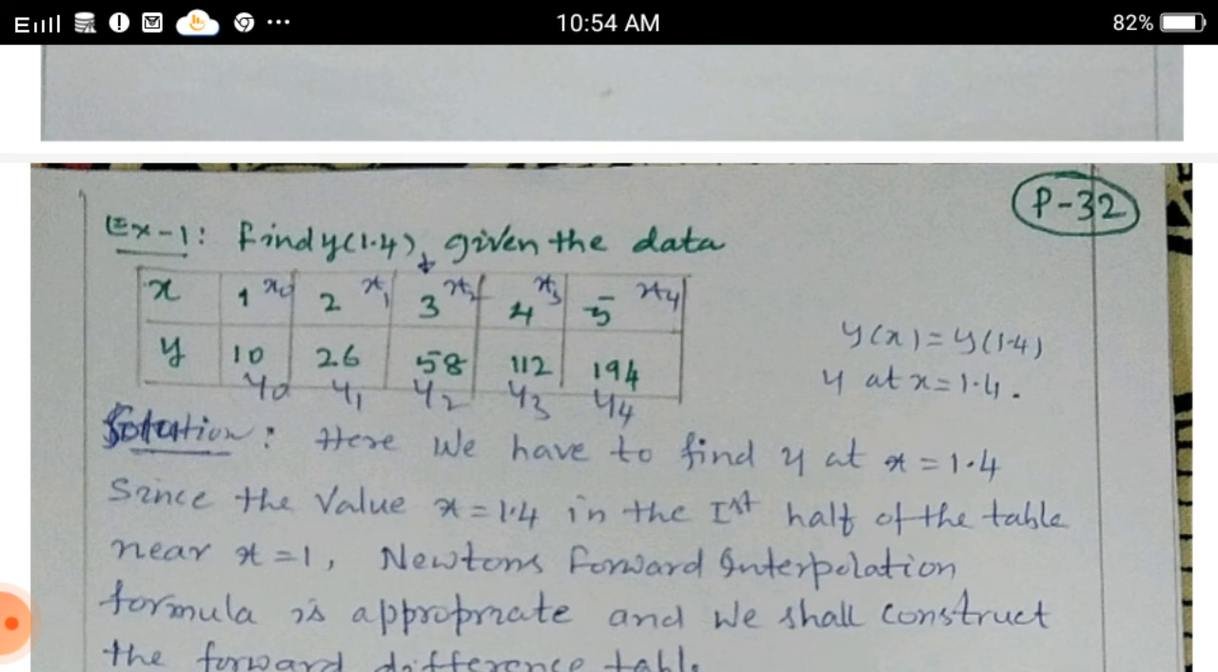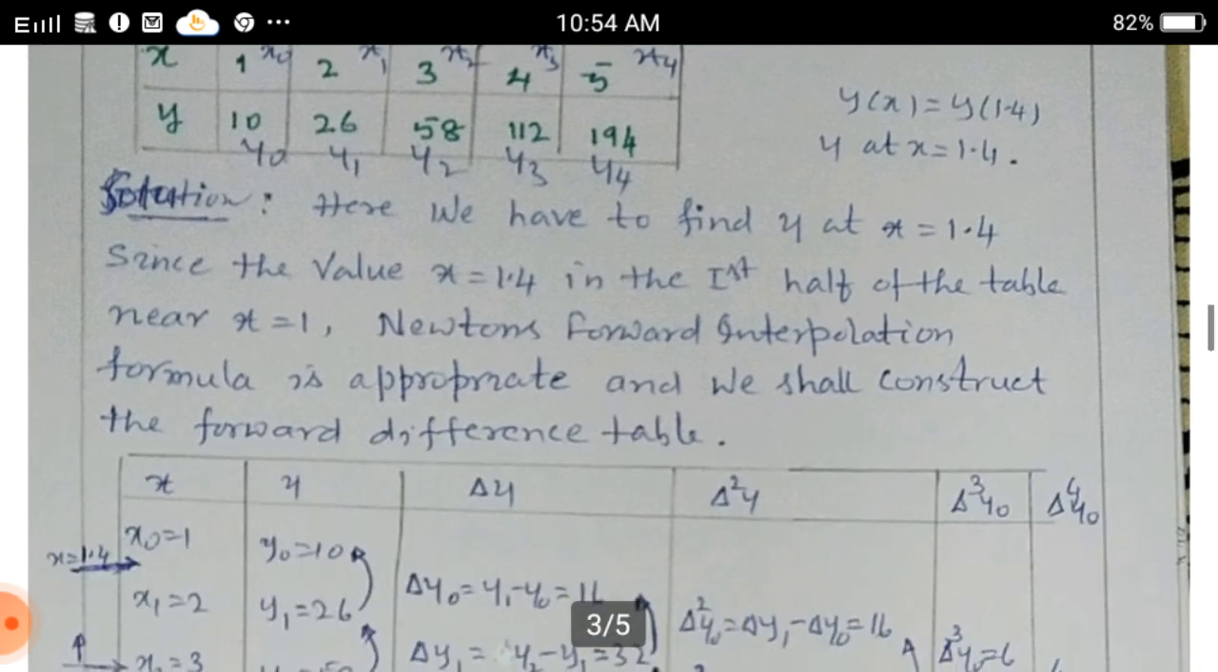So now come to the answer. How to answer? Here we have to find y at x is equal to 1.4. Since the value of x equal to 1.4 is in the first half of the table, that is near x0 is equal to 1, therefore Newton's forward interpolation formula is appropriate, and we shall construct the forward difference table.